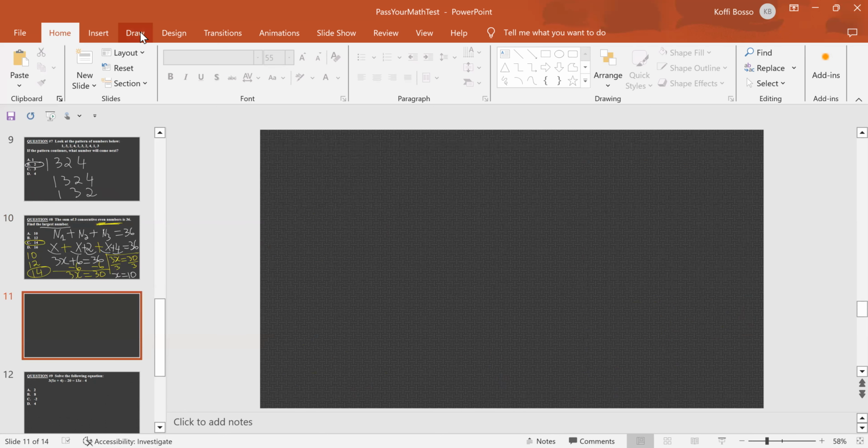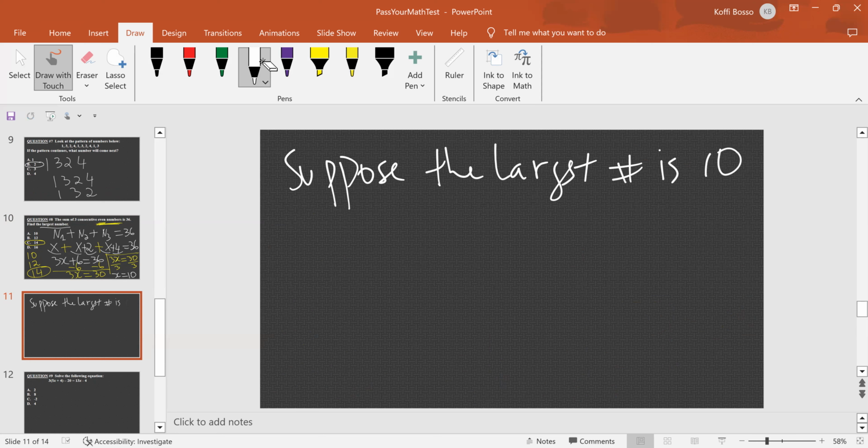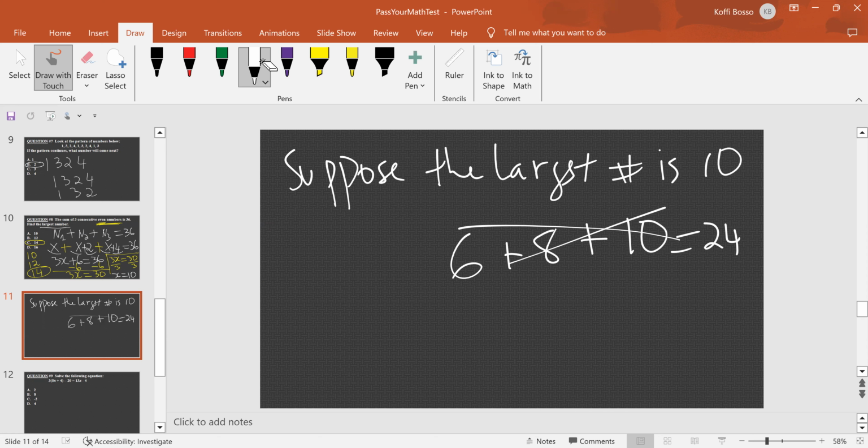Suppose that the largest number is 10. So you go backward. If you have a 10, that means the previous number will be 8, and the previous number before 8 will be 6. But if you add 6 to 8 to 10, what do you get? Here you're going to get 24, which is not 36. That means 10 is not the correct choice.